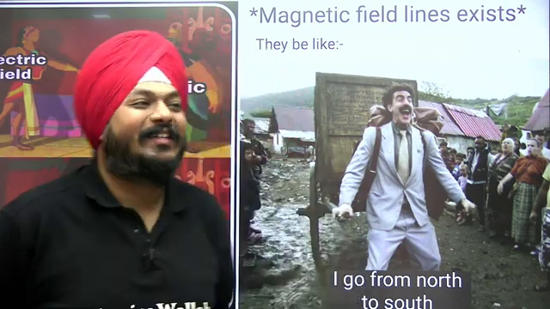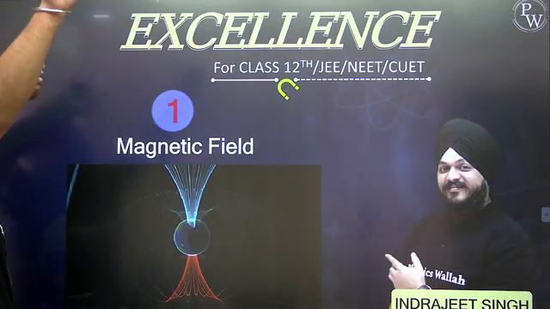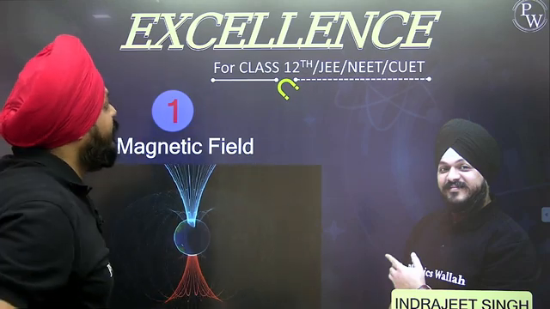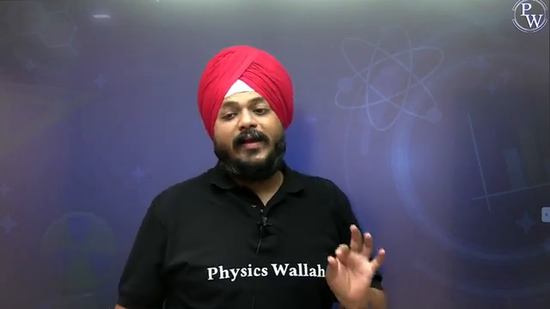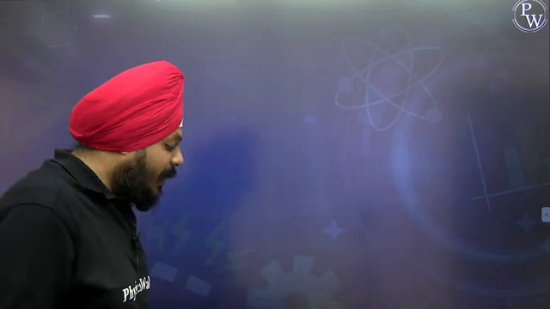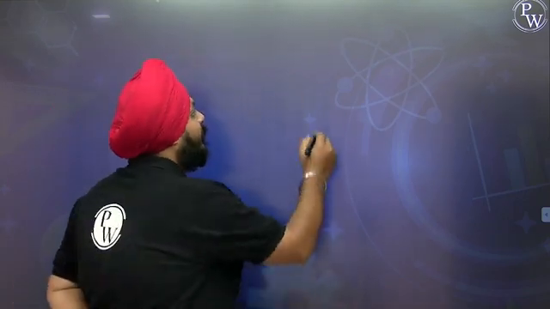let's begin. So we are going to move forward to the most important part, moving charges and magnetism. The chapter name is moving charges and magnetism. Among them, the first is magnetic field, right? The first is magnetic field. Now, first of all, what is the reason of magnetic field?